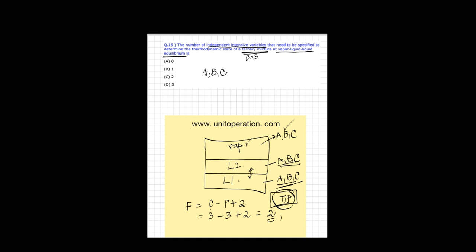So only 2 intensive variables need to be specified. So the answer is 2. So C is the correct answer.